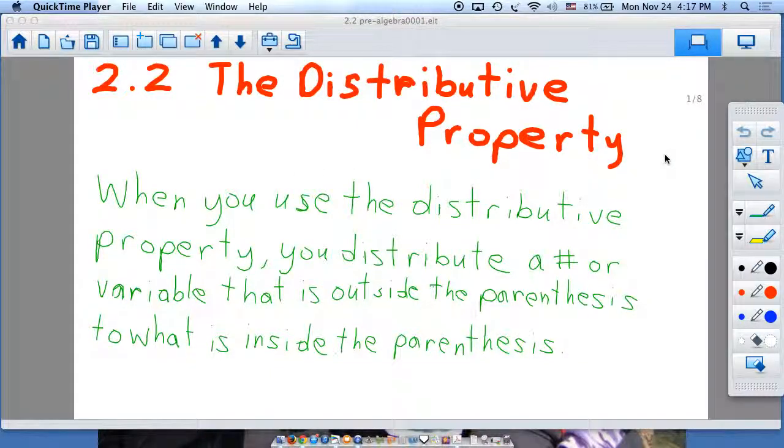Today we're going to be working on the distributive property. You can see it here in the definition that when you use the distributive property, you distribute a number or variable that is outside the parentheses to what is inside the parentheses. So to begin with, you're going to be rewriting a problem.